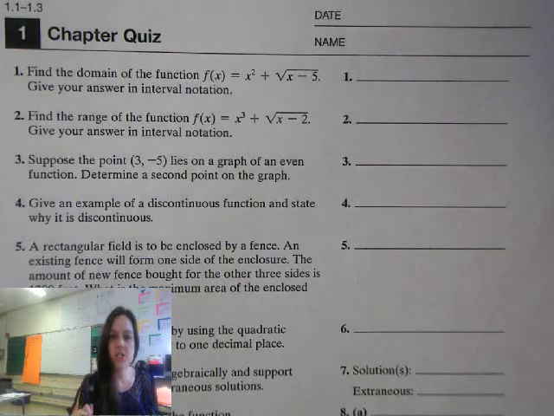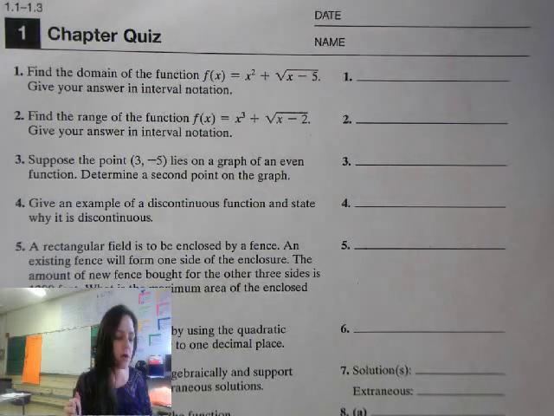Question 1 on the chapter quiz review for the next time that I see you is an answer looking for a domain, the domain of the function x squared plus the square root of x minus 5. Give your answer in interval notation.